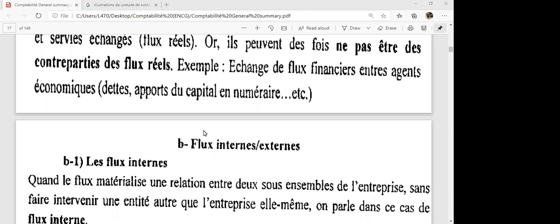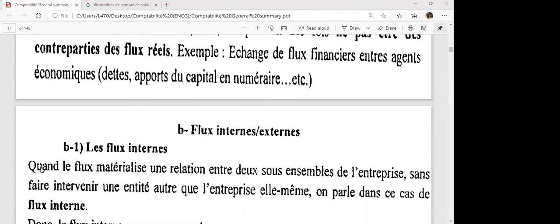So now we're going to see the types of flows selon le nombre d'agents économiques concernés, which is just the number of economic agents concerned. The first one is le flux interne. This one is basically the movement of goods and their value within the same enterprise. I think from the name it's clear, interne.